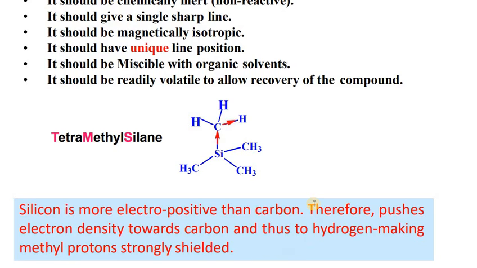Silicon is more electropositive than carbon, and therefore pushes electron density towards carbon and thus to hydrogen, making the methyl protons strongly shielded. The methyl protons are strongly shielded and give a single signal because all are equivalent, and the signal given by them is taken as 0. The value given to that signal is 0 and the others are compared with respect to it.